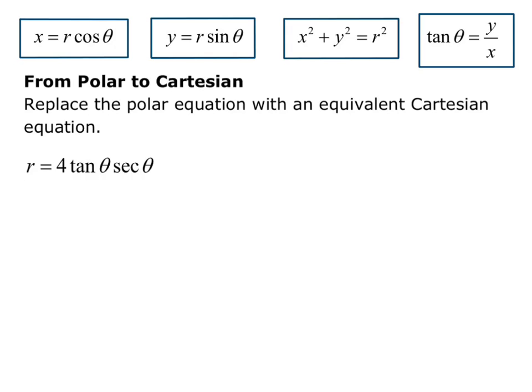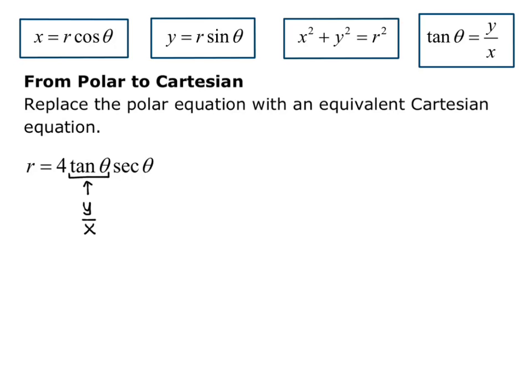So from polar to Cartesian, we want to replace the polar equation with an equivalent Cartesian equation. And remember, Cartesian always means x and y. And we're given the equation r equals 4 tangent of theta times secant of theta. Now I know that tangent of theta has the identity y over x, and so I know I can replace the tangent of theta easily.